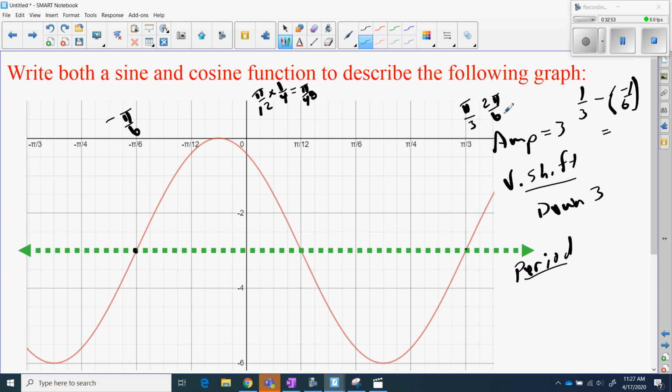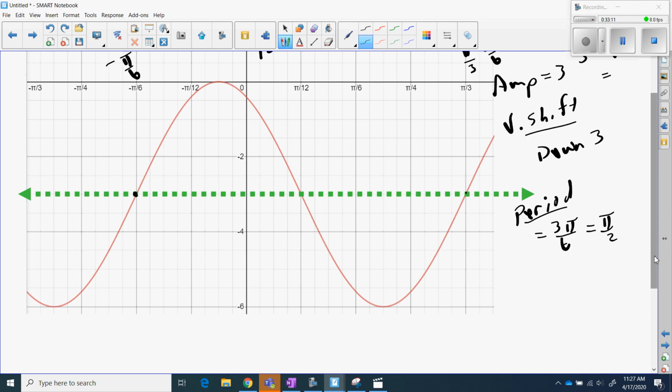I'm going to get common denominators. I'm going to go 2 pi over 6 minus a negative pi over 6, which is going to give me 3 pi over 6. That reduces to pi over 2. So this graph has a period of pi over 2. Now, when you go to figure out your k value, again, don't switch back to degrees, just work in radians. So the formula normally is the period is equal to 360 over k in degrees. Well, in radians, it's 2 pi over k. So the period, which is pi over 2, has to equal 2 pi over k.